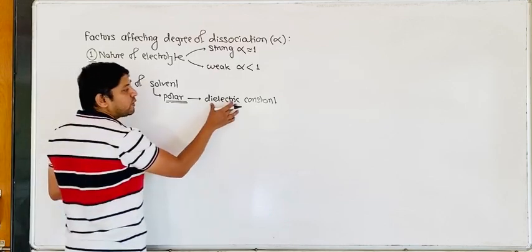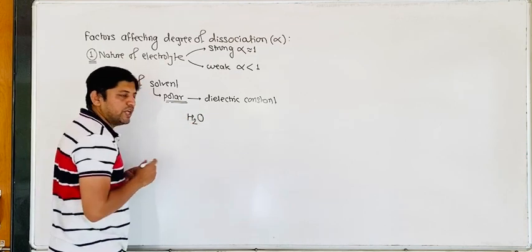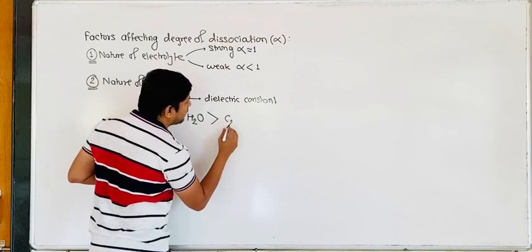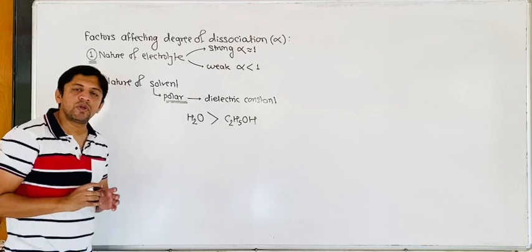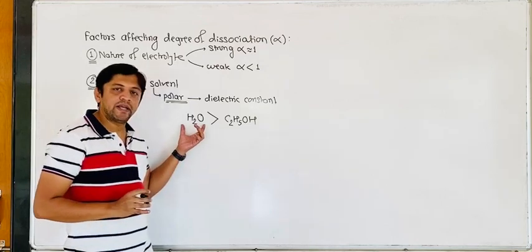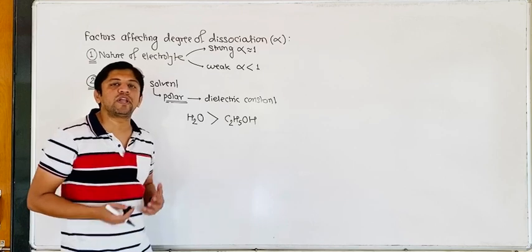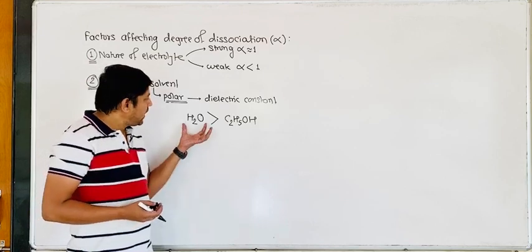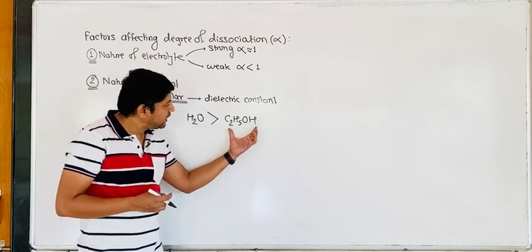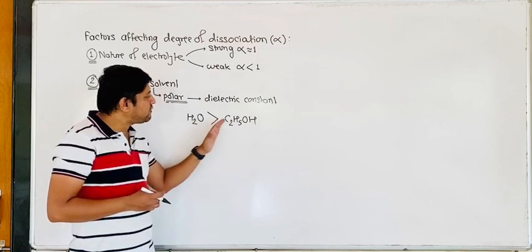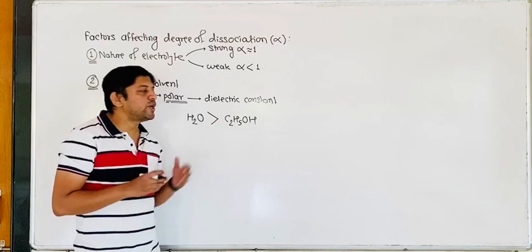For example, the dielectric constant of H2O is more than the dielectric constant of the polar solvent ethyl alcohol, C2H5OH. Water has higher polarity, which means a higher dielectric constant and a greater tendency to solvate the ions produced in a solution. H2O has more tendency to solvate ions than ethyl alcohol. Both are polar solvents, but water is more polar than C2H5OH.